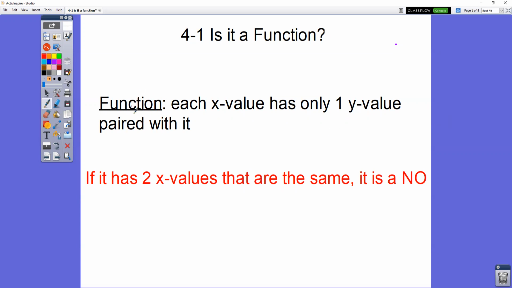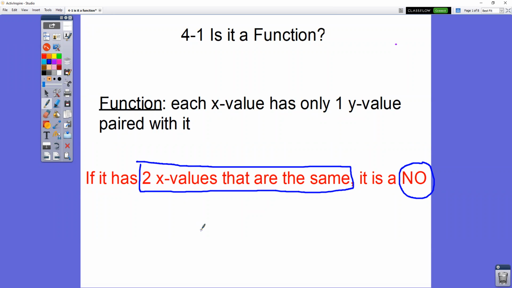First of all, this whole chapter is all about functions. What is a function? A function says that each x value has only one y value paired with it. Now, that might sound confusing. It's easier, like I said, to pick out the no's. What makes something a no is if it has two x values that are the same. If all the x values are different, then it's going to be a yes.